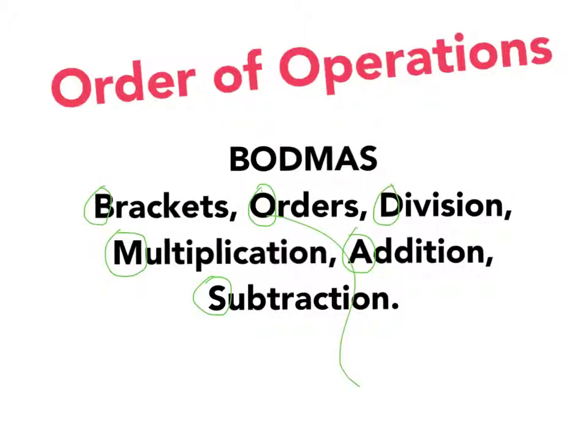Now, you might have learnt O as "of". Okay, that's fine. What I'm saying when I'm saying orders is square roots and to the power of. So anything that has a square root or a power is an order, and that has to come before division and multiplication. So if you need to write that down when we do our graffiti wall, that will be a good idea.